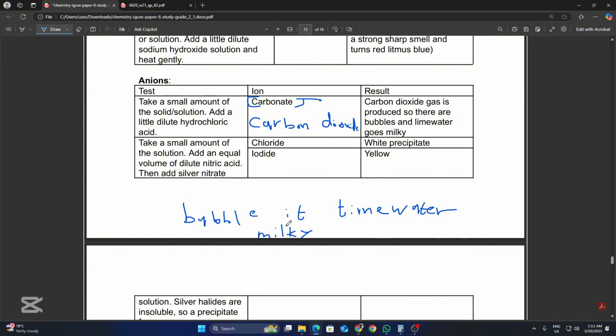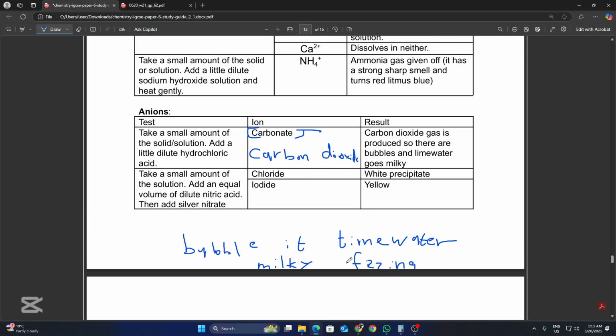You always have to know, in every reaction, if it asks you for an observation of carbon dioxide or a carbonate, you have to mention that there will be fizzing. You know how Coca-Cola or any fizzy drinks have carbon dioxide in them, so for carbonates you have to mention the fizzing. The fizzing is very important. Fizzing or effervescence, but fizzing is an easier word to spell.